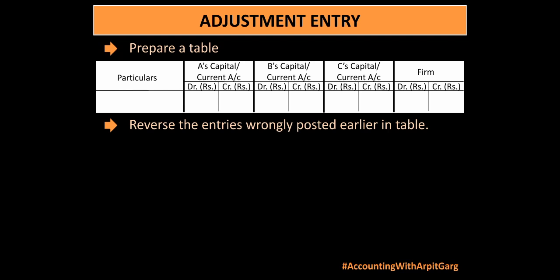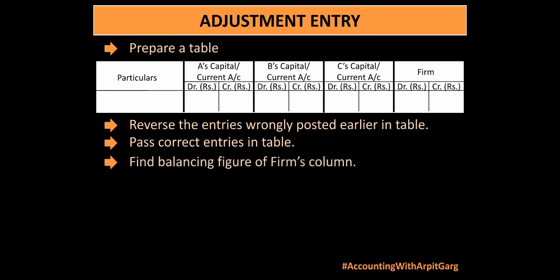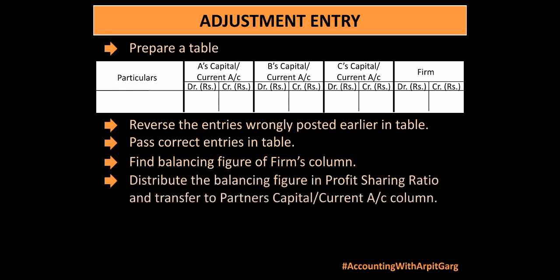For reversing the entry, profit must have been credited to their account, so now we will debit that, and then we will pass the correct entry. For the correct entry, we will pass it on the correct side. Then we will find the balancing figure of the firm's column. In the firm's column, while doing the question, I will tell you how entries will come. Then we will find those amounts which are to be given to partners. For that, the balancing figure will be distributed in the profit sharing ratio and transferred to partners' capital or current account.